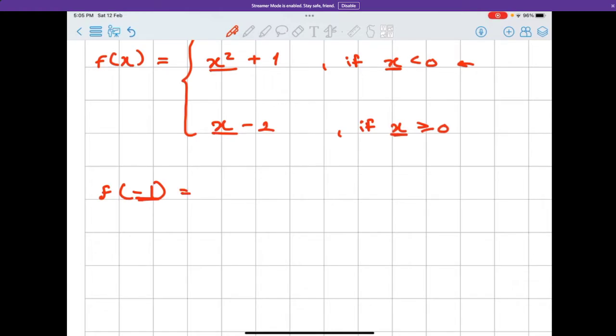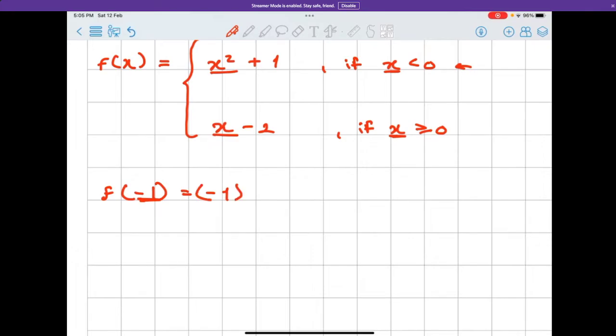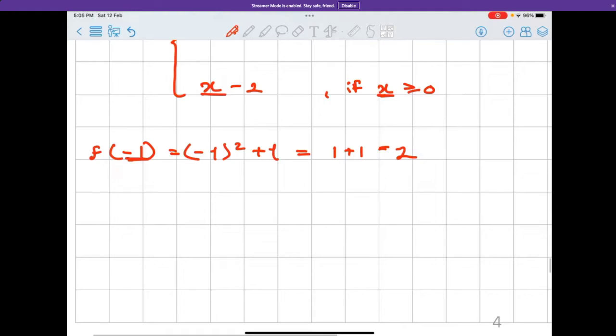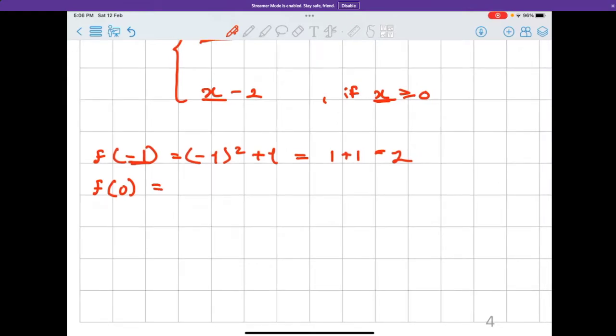So this means that it's going to be negative 1 squared plus 1, according to what our statement says, which gives us 1 plus 1, which gives us 2. If, for example, you had f of 0, here it tells us for the second expression to be used, x has to be bigger or equals to 0, which means that it's going to be 0 minus 2. We replace this with 0, and we put in the rest of the equation, which gives us negative 2. Alright, so that's piecewise functions.